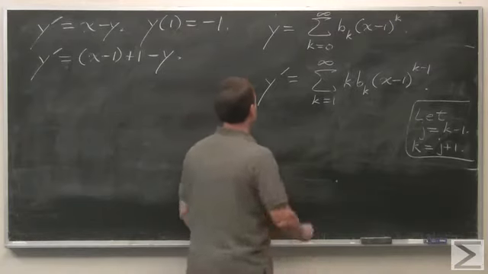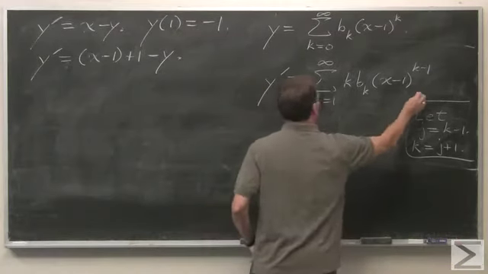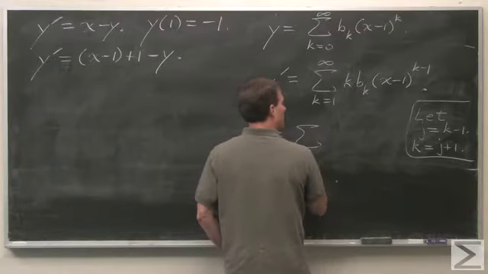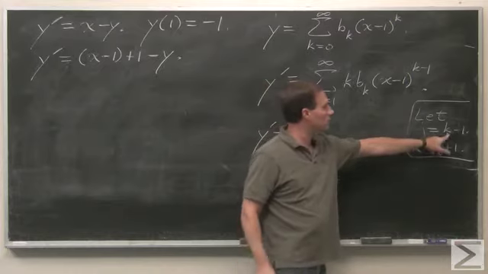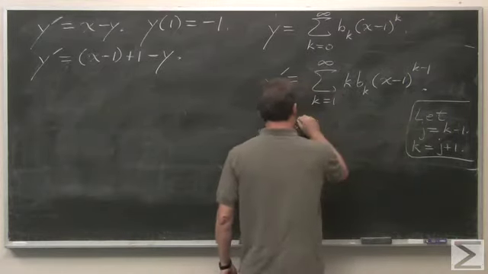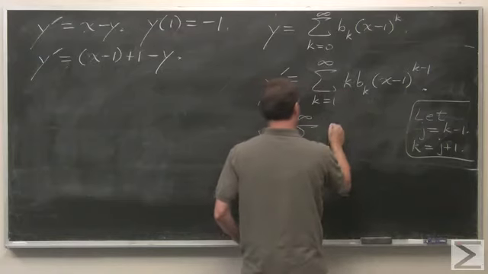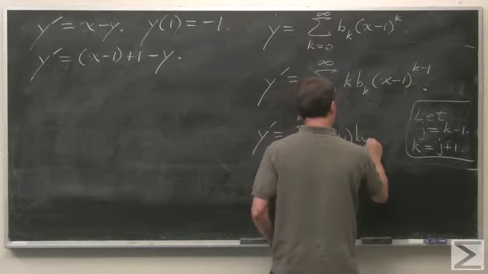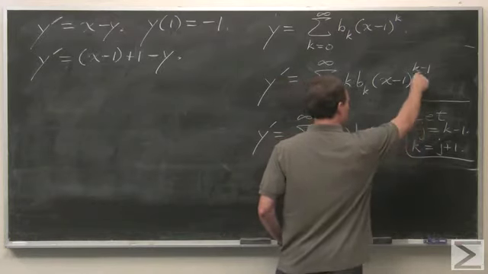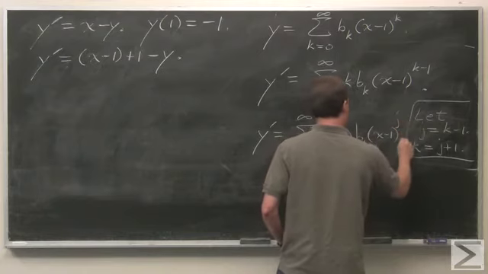Okay, and then we find that y prime then is the sum, and now it's j. K starts at 1, so j starts at 1 minus 1. It starts at 0. K goes to infinity, so j goes to infinity. K is j plus 1. K is j plus 1. X minus 1 to the k minus 1 is j.